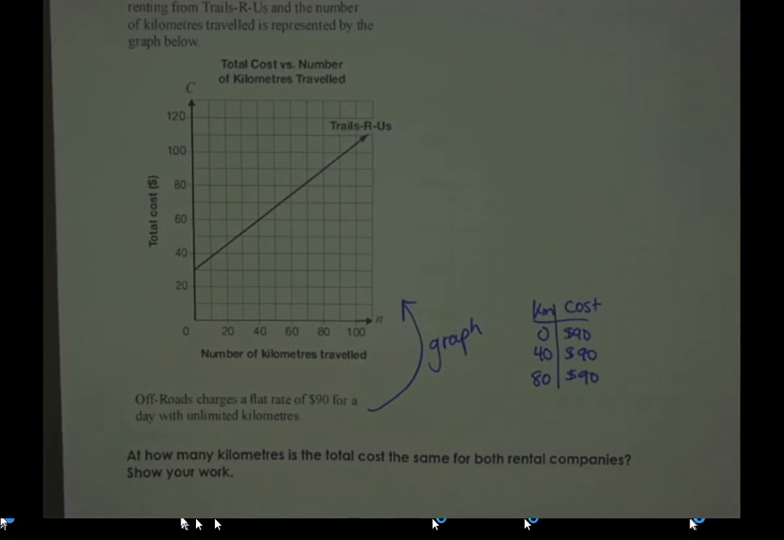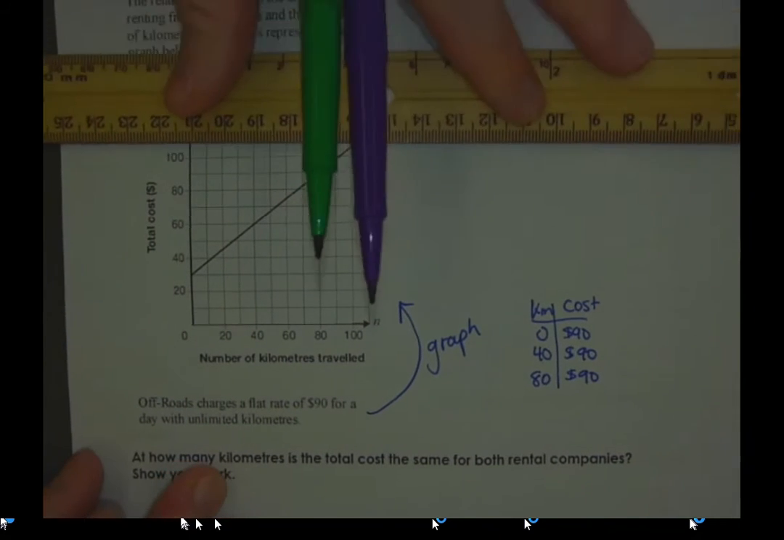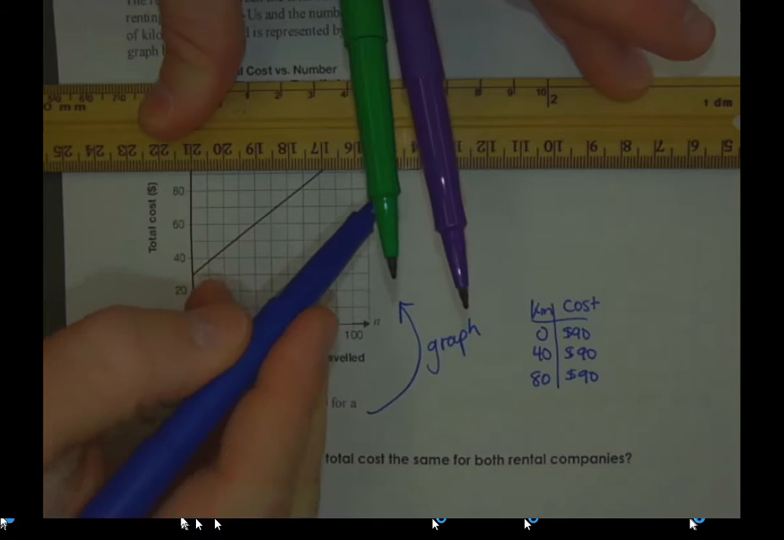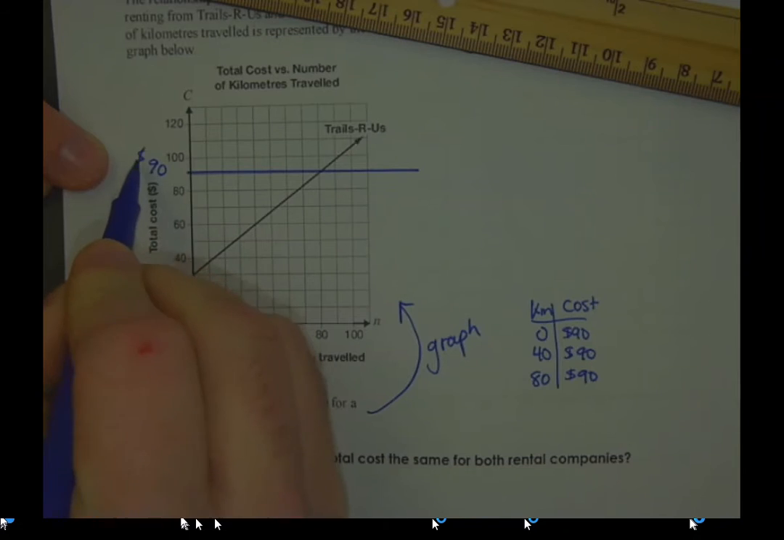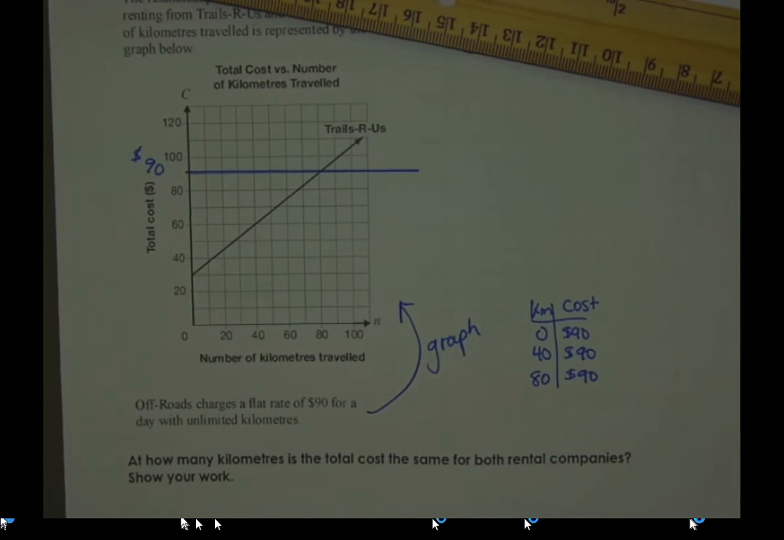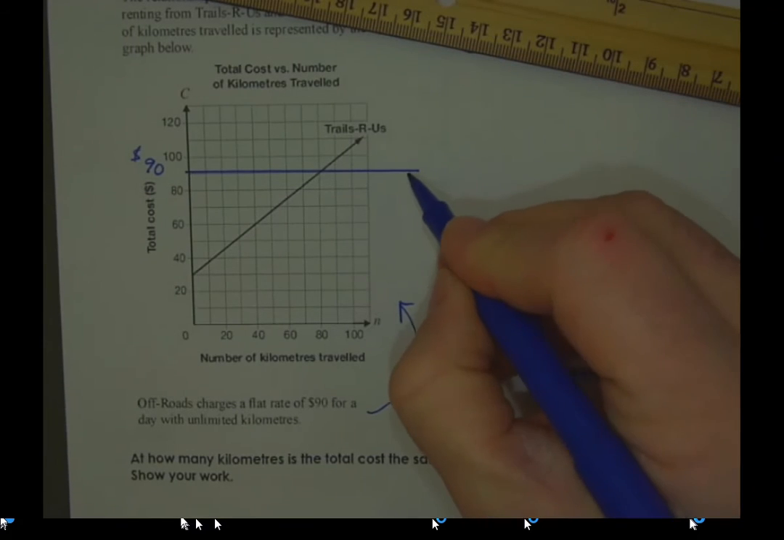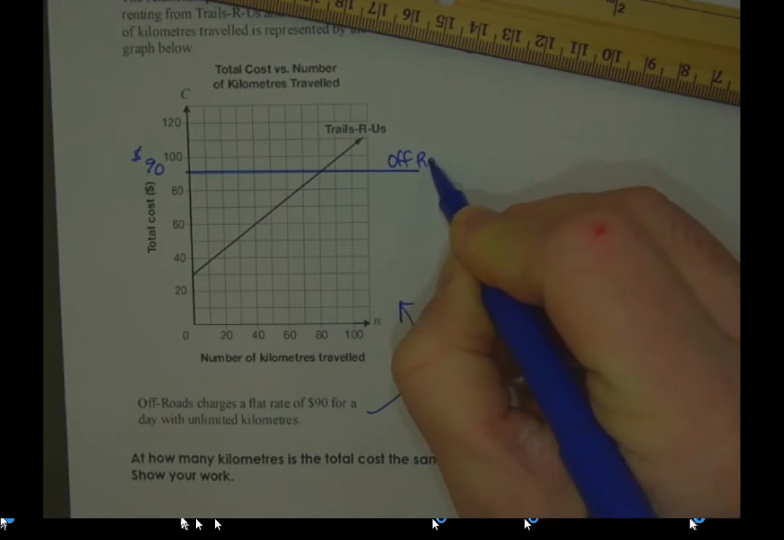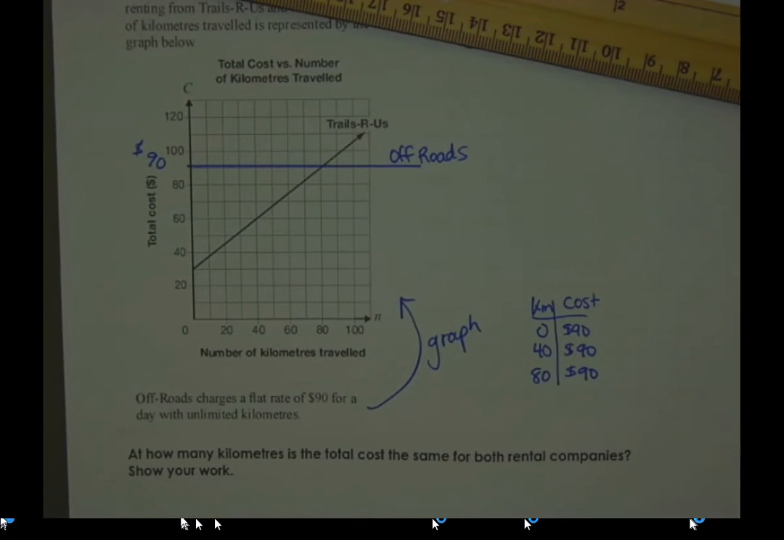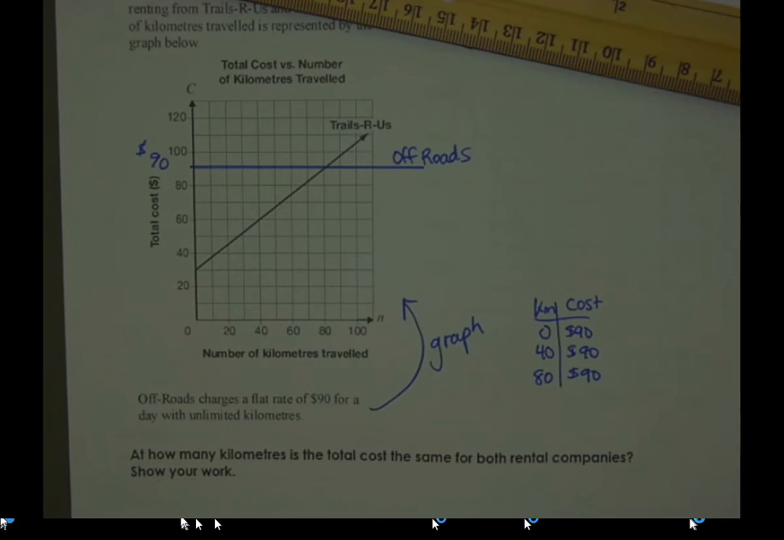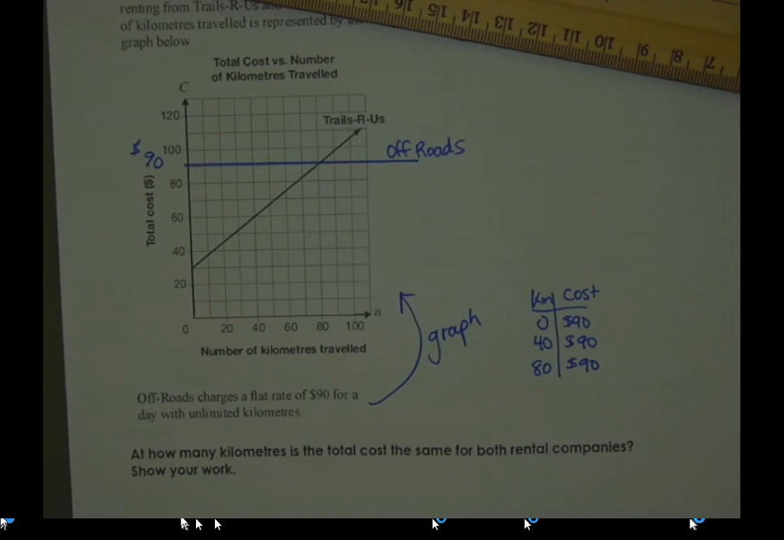It's consistent, it's flat. And by doing that, what I can do is actually draw a horizontal line at $90. So this one is off-road, so this helps us to label things, and this is something that in the future when you're actually doing your graphs, it's nice to label them so that you can have a clear picture of them. So the question now is, what's the answer? How many kilometers will they go? Is the cost the same for both companies? Okay.